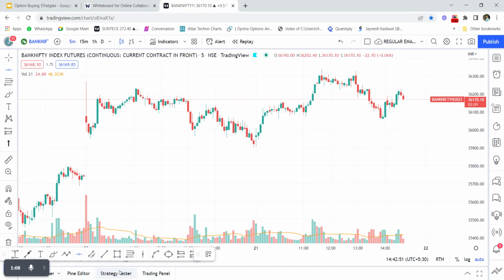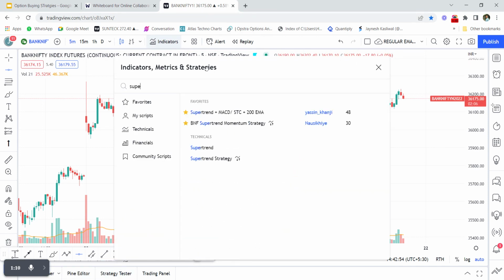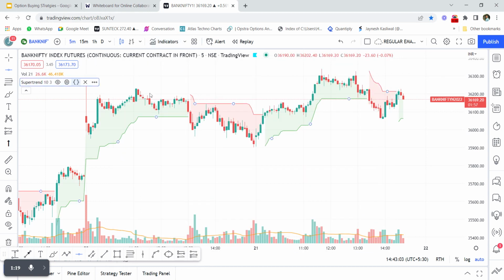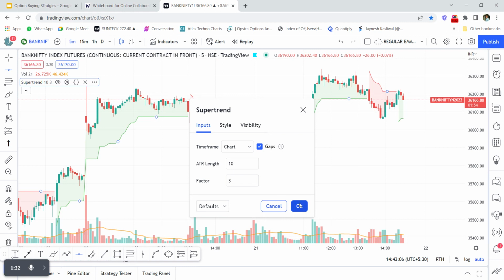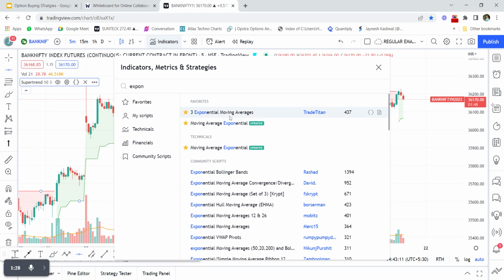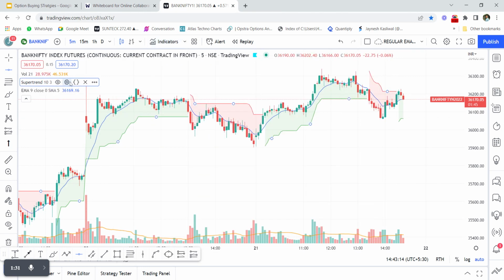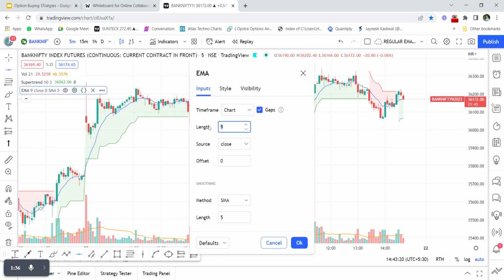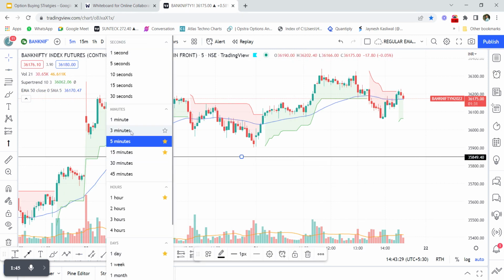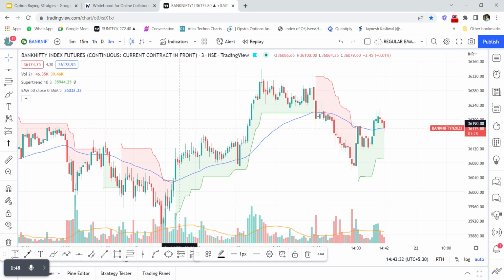So what are the super trend and moving average settings? I will go to the indicator section here and type super trend. Once I type super trend, there's an indicator below the technicals. I'll click on that, and these are the default settings of 10,3. The second indicator is the exponential moving average. We are going to use it on 50 period, right? The time period that we have to select is 3 minutes. So the whole setup for our trading is ready as of now.